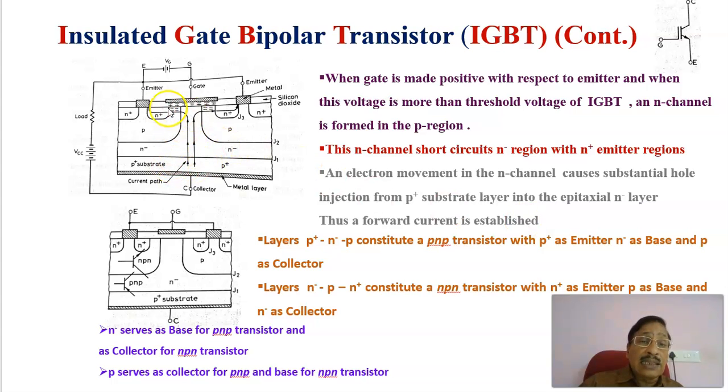Therefore, as the electrons are moving here, the holes will be injected from the P-type substrate, which will cause a current in the circuit. Therefore, when a voltage is applied here, electron channels are established or induced between N plus and N minus, which will short circuit that region, and into that region holes will be injected from the P-type substrate, which will constitute the current.